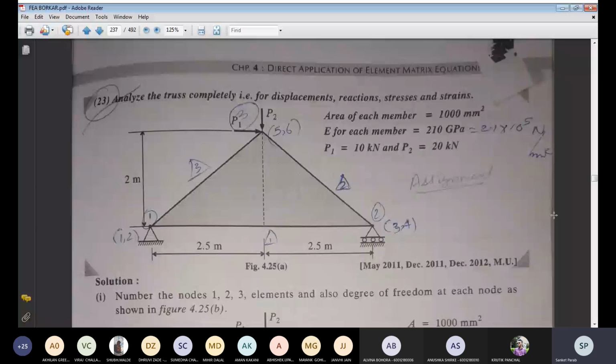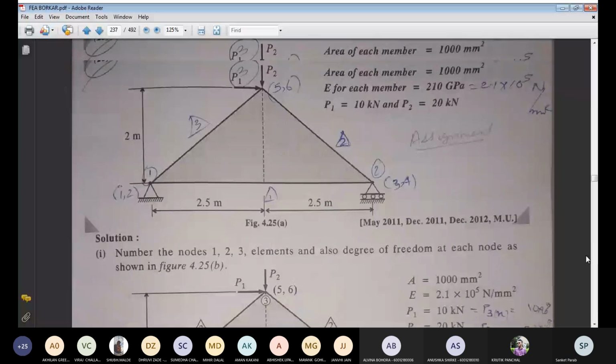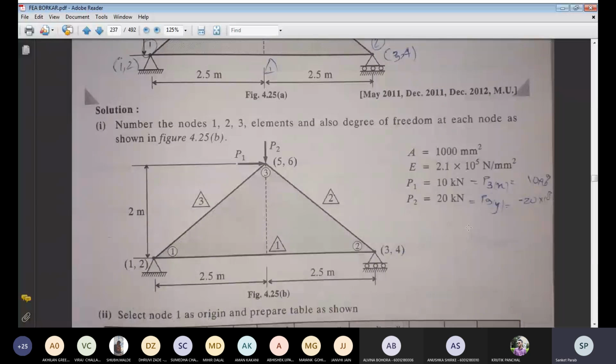The boundary conditions for this sum will be exactly the same as the last sum, because here also at the second node there is a roller support. So you will have a deflection in the x direction, but you will not have a force in the x direction. So this is how my node diagram will be looking.